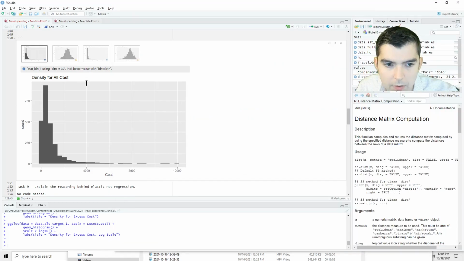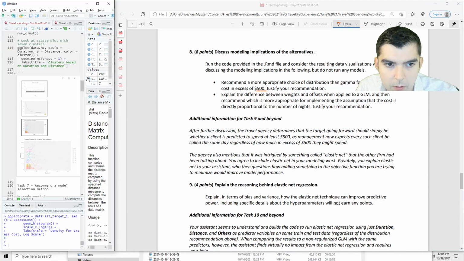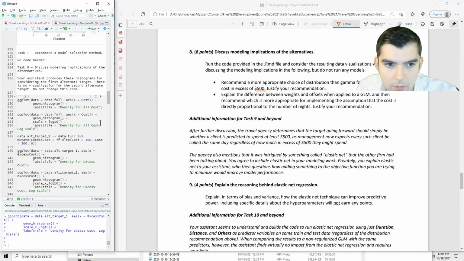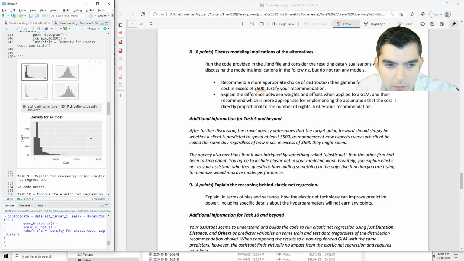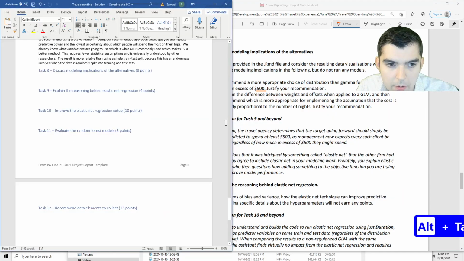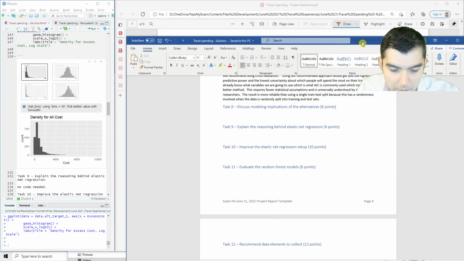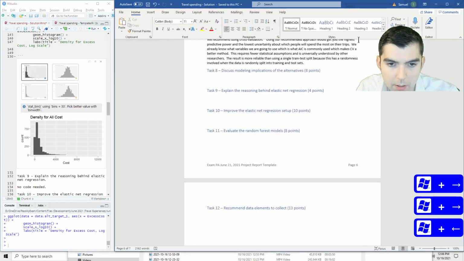So, let's look here. So there's that. Whoa. Let's separate out our windows so we can see both at the same time.